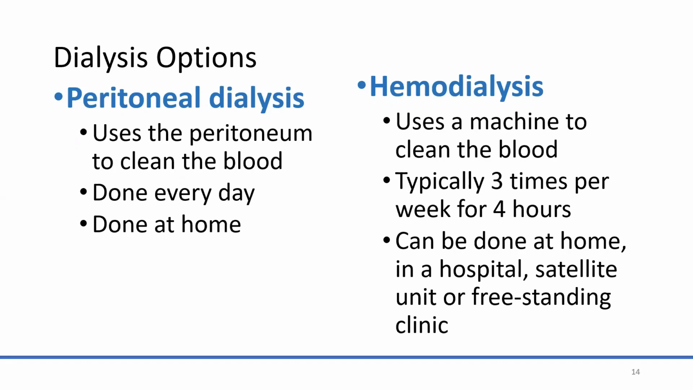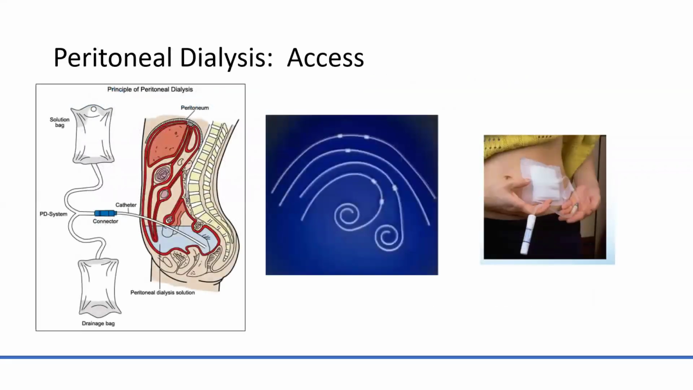So let's talk about peritoneal dialysis. In this slide on my left-hand side, and I'm assuming on your left-hand side as well, this here is the abdomen, and this red line is the peritoneum. That's that thin membrane that acts like the filters of your kidney. So you have this catheter that is put into your abdomen. The catheter looks like this center box.